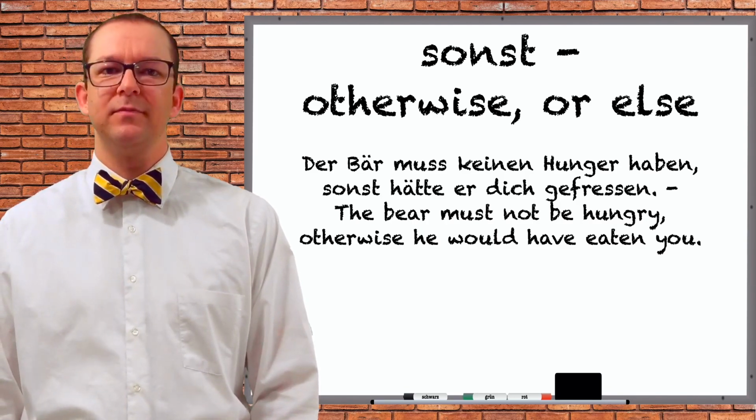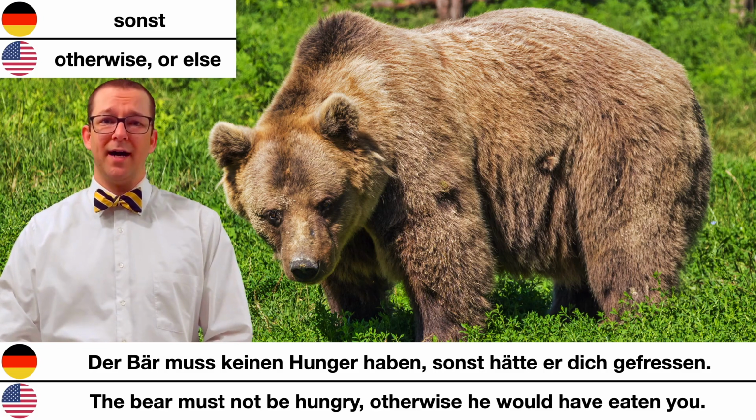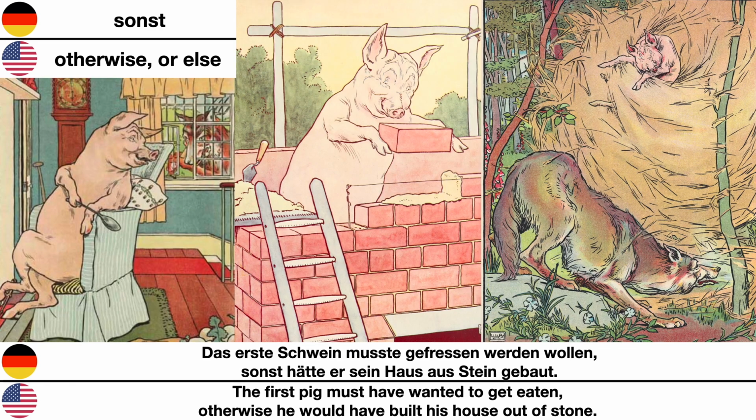For example, der Bär muss keinen Hunger haben, sonst hätte dich gefressen. The bear must not be hungry, otherwise he would have eaten you. Das erste Schwein musste gefressen werden wollen, sonst hätte sein Haus aus Stein gebaut. The first pig must have wanted to get eaten, otherwise he would have built his house out of stone.